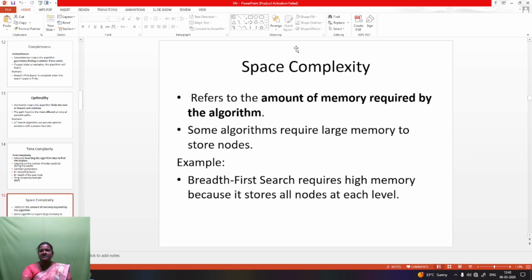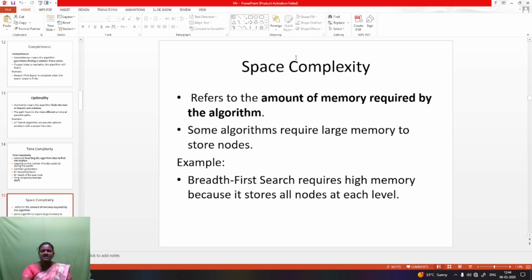Next one is space complexity. It refers to the amount of memory space required by the algorithm. Some algorithms require large memory to store nodes. Some trees have a large number of nodes, so in those cases, it requires a large amount of memory space.